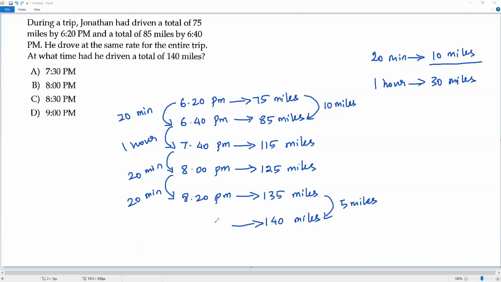Okay, so to cover 5 miles of distance, we need 10 minutes of time duration. If I add 10 minutes to 8:20, then it will be 8:30 p.m. So from 8:20 to 8:30, we have 10 minutes of time duration. So in 10 minutes, Jonathan would have driven 5 miles. So at 8:30 p.m., Jonathan had driven a total of 140 miles. So the correct answer choice for this question is option C.